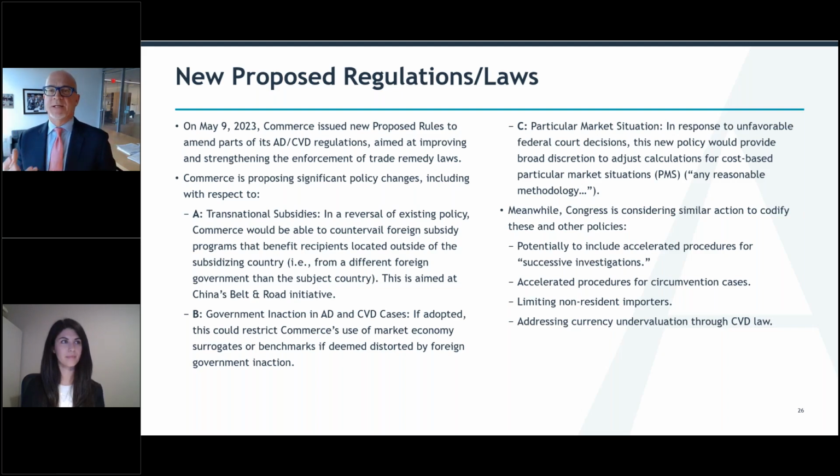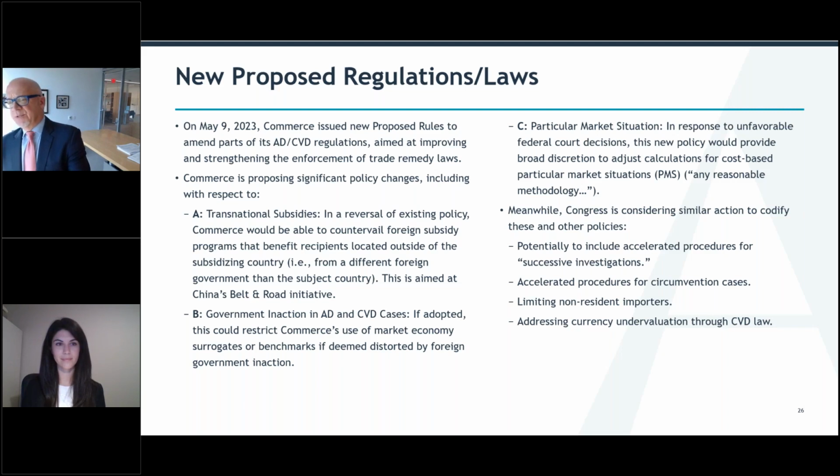is what are referred to as transnational subsidies, where a case is brought against Vietnam, for instance, but the company that's producing in Vietnam and selling to the United States is a Chinese company, and they've benefited from subsidies that are provided by the Chinese government. And how do you address that in a case against Vietnam, where the Vietnamese government hasn't provided any subsidies at all? Well, this change in law is aimed at possibly addressing the Chinese subsidization, the benefits that the companies have received even from a different foreign government.